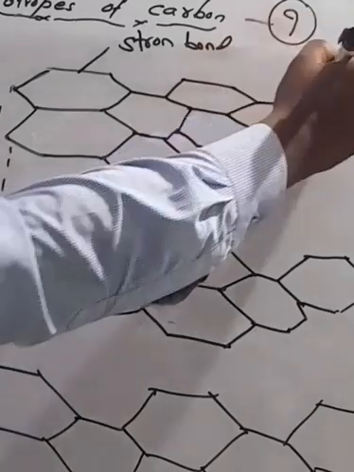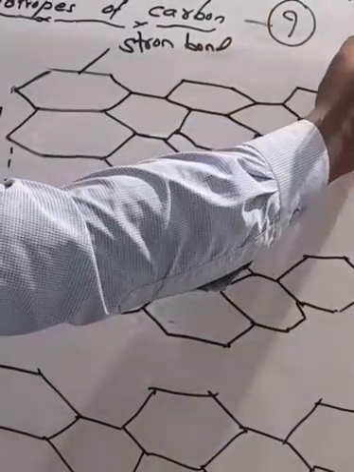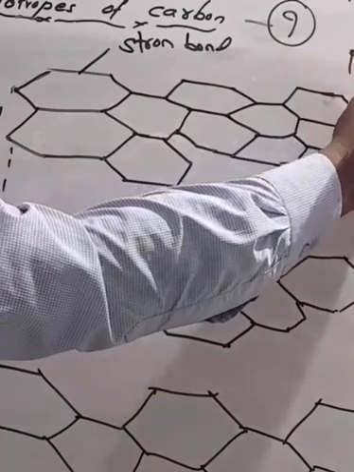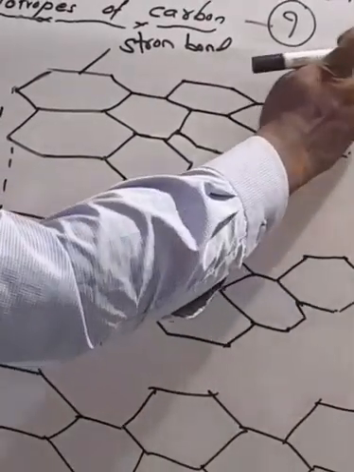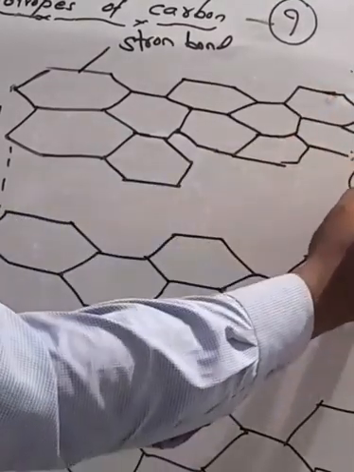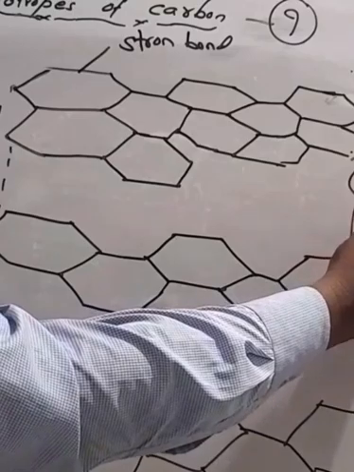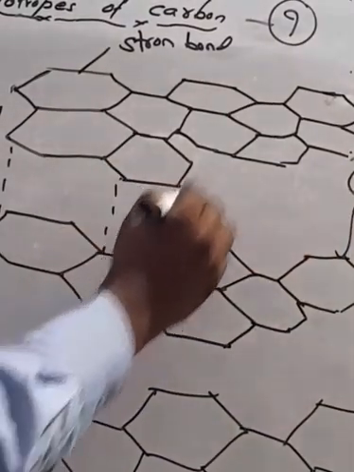Then mention the picometer distance. The carbon-carbon distance we give is 142 picometer. Next, here, this distance is 355 picometer. This is how to mention it. This is the structure of graphite.